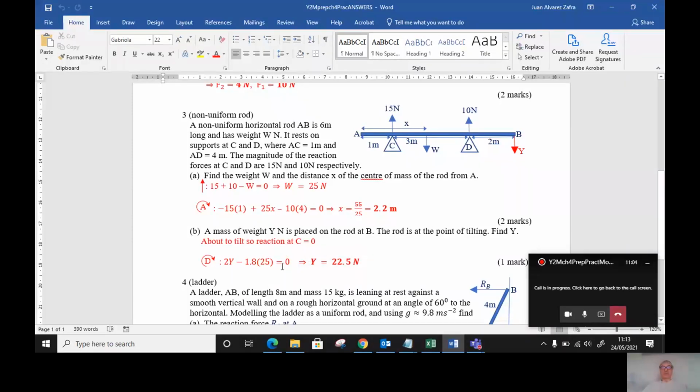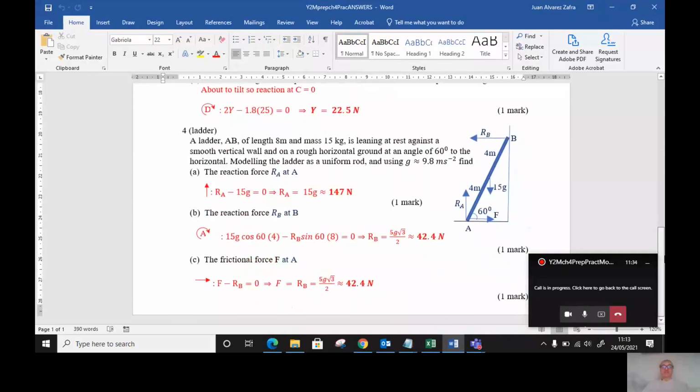So the central thing here is that we know that when it's about to tilt about D, the contact force at C will be 0, and therefore we only have 3 forces. And by taking moments about the point that this force goes through, we can then ignore what that force is. We don't need to calculate it, and then effectively we have only moments of 2 forces from which we can work out Y.